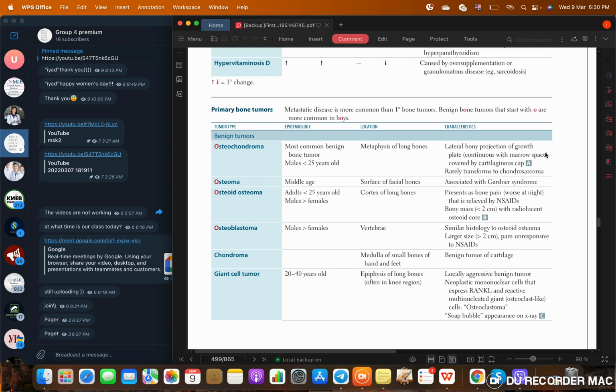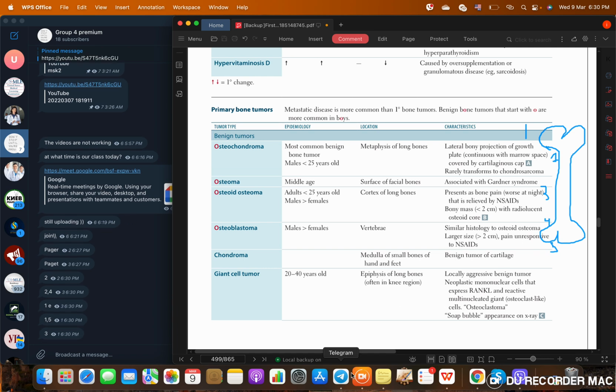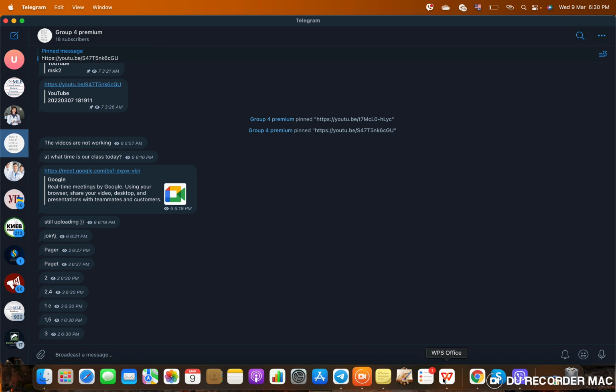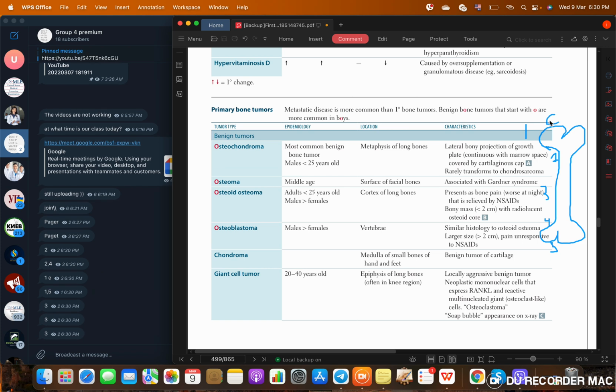Let's take a look at exactly where the metaphysis of the bone is. So if this is a bone, and I'm going to put numbers 1, 2, 3, 4, and 5. Where is the metaphysis of the bone? It's 2 and 4. Excellent. Where is the epiphysis of the bone? One and 5. Okay, that's good. What about the diaphysis of the bone? Where is the diaphysis of the bone? 3. That's correct. So, epiphysis, metaphysis, diaphysis, metaphysis, epiphysis.